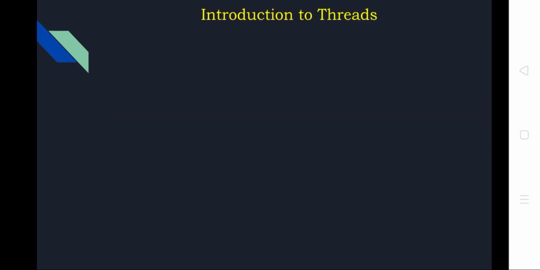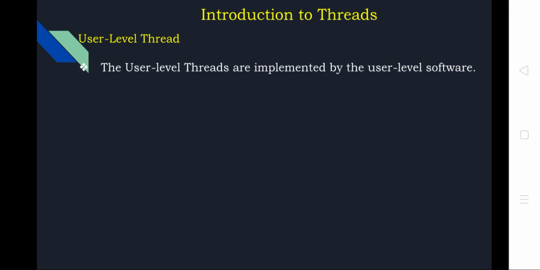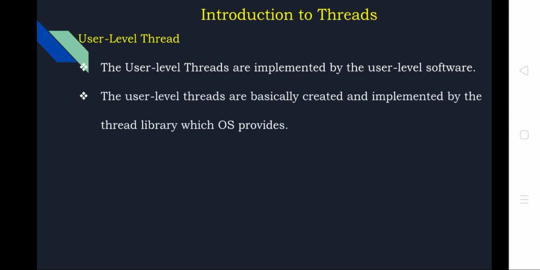We have user level threads and kernel level threads. What do you mean by user level threads and kernel level threads? When you say user level thread, it can be created by the application program. So the user level threads are implemented by user level software. That means we have some commands to create the threads. Those threads will help to solve the problem of the user.